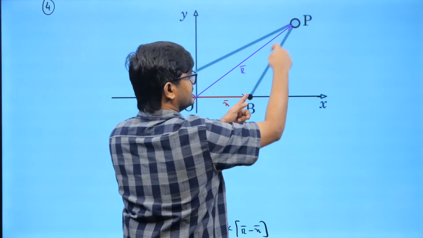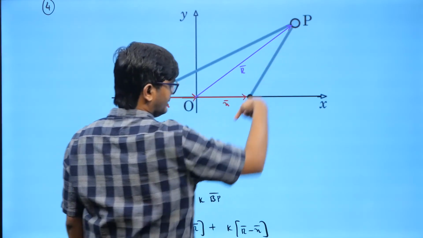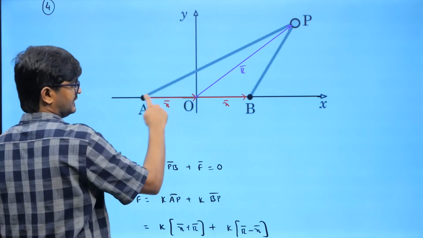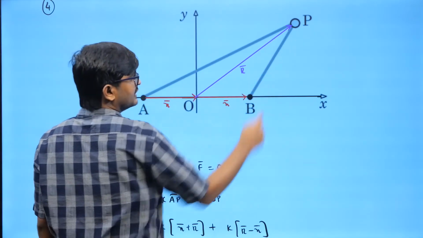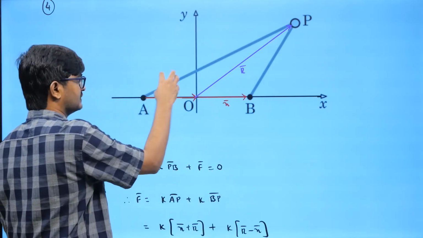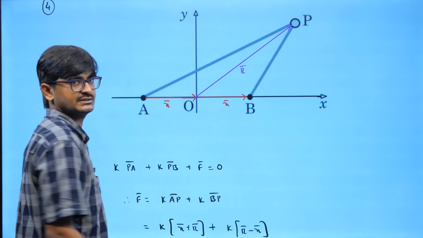And what is the force by this one? K into PB, and PB cap. So K into PB bar. This is the spring force by this one, and the previous is the force by the other one. But there is some other force, so that the net force will become 0, right? So this force plus some other force, the net force is 0.